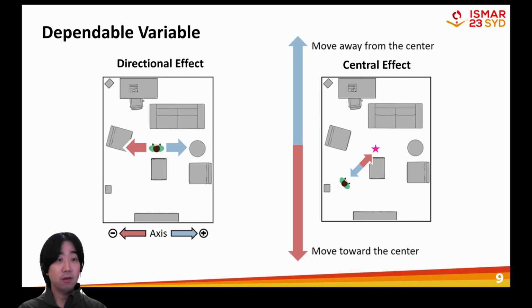To quantify the effect of each distortion treatment, we measure induced user locomotion, which we categorize into 2 different types, directional effect and central effect. We define directional effect as the user's movement along a designated axis. And we define the central effect as the change in the user's distance to the center of the room. We design our distortion treatments to maximize these effects.